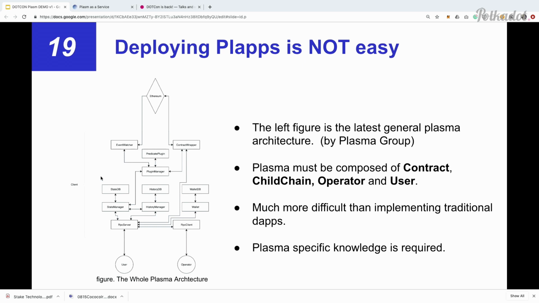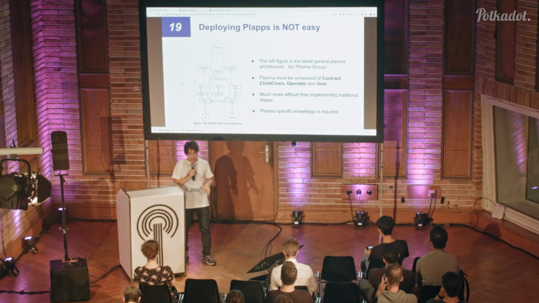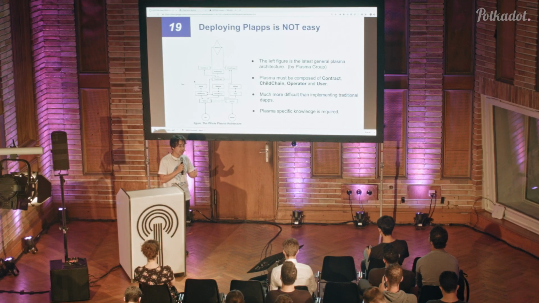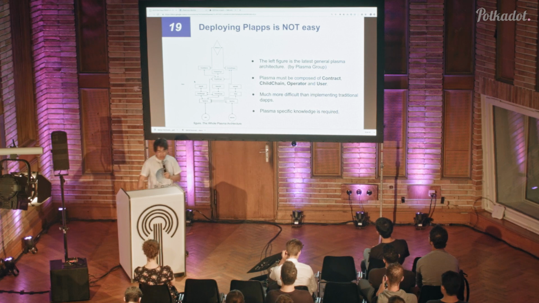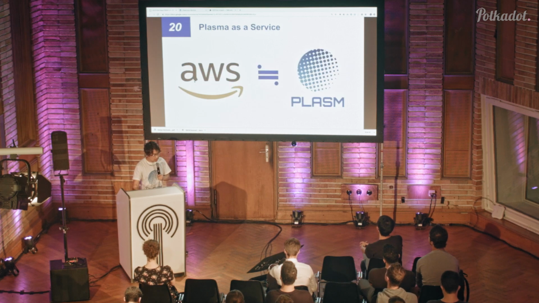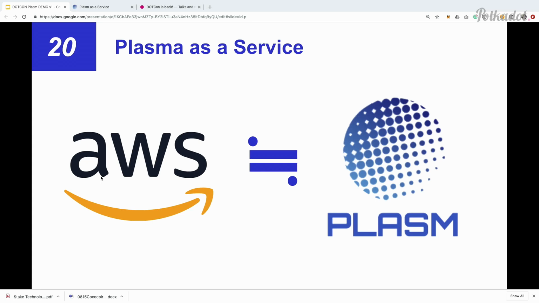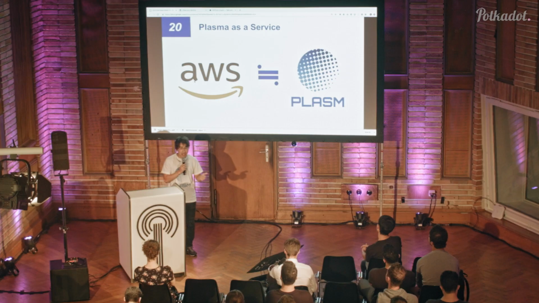So lastly, we made Plasma as a service product. This is the Plasma general architecture written by the Ethereum Foundation. As you can see, it's very complicated. It might be small. So it is much more difficult to develop a Plasma application than to implement traditional dApps. That's why we made Plasma as a service. It's like AWS.